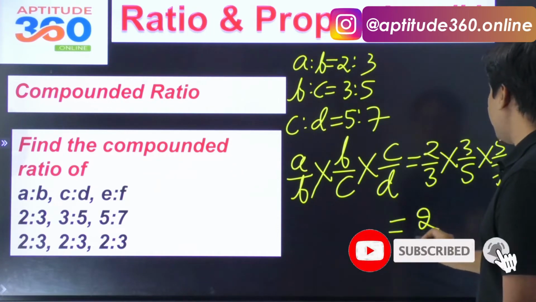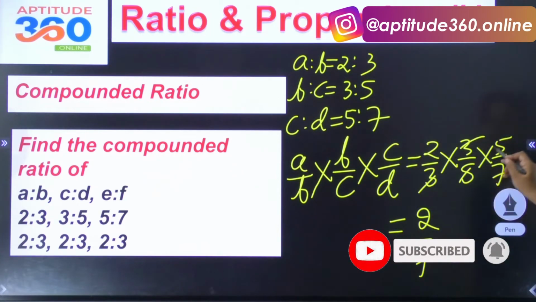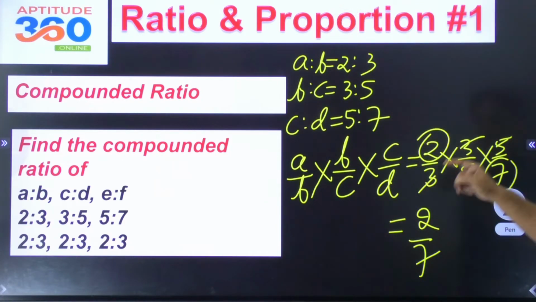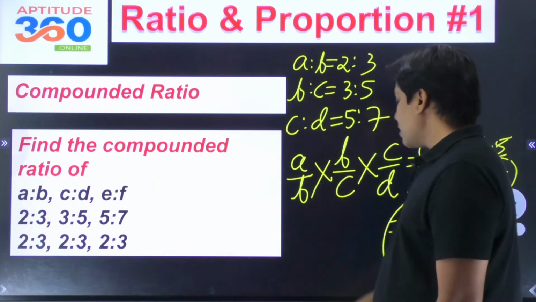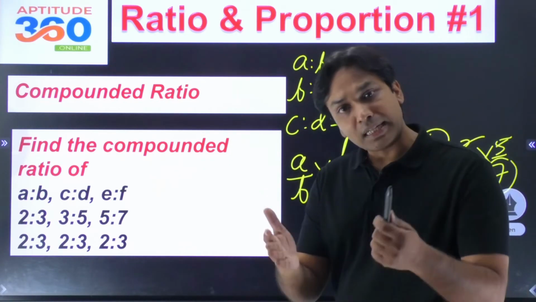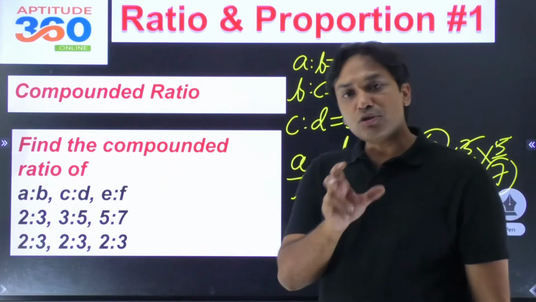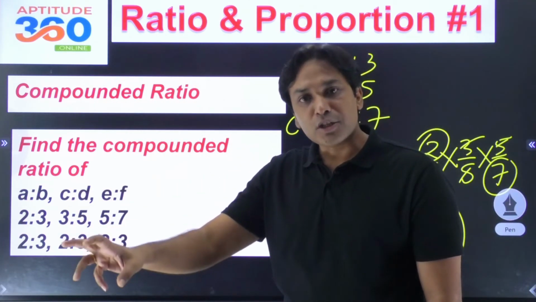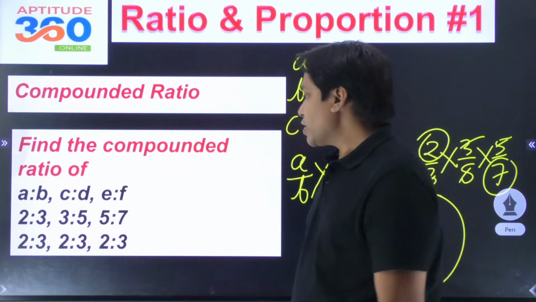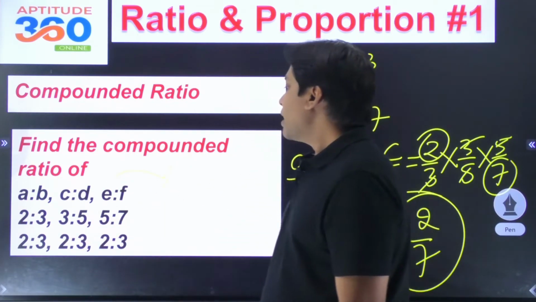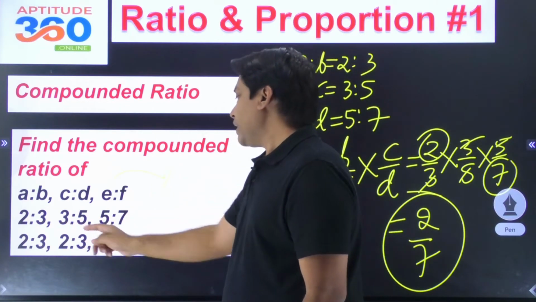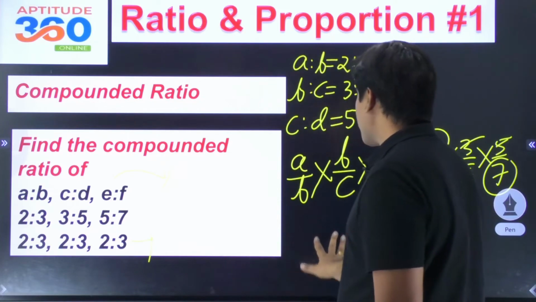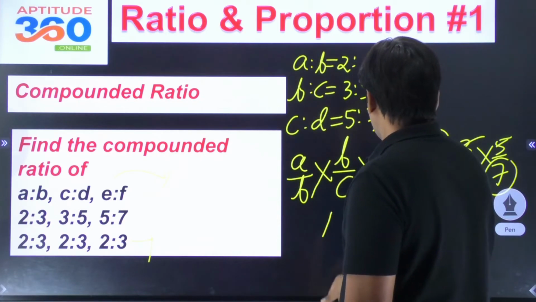What do you have here? Because 3 and 5 both of them are gone, you are left with 2 in the numerator and 7 in the denominator, and the value comes out as 2/7. That is the compounded ratio. यानी जितने multiply all the numerators together, multiply all the denominators together, and then find out the ratio. So in this situation, what is the compounded ratio of 2, 3? So this is what we did over here. Now if you have to find out compounded ratio of this value, what can you do here?